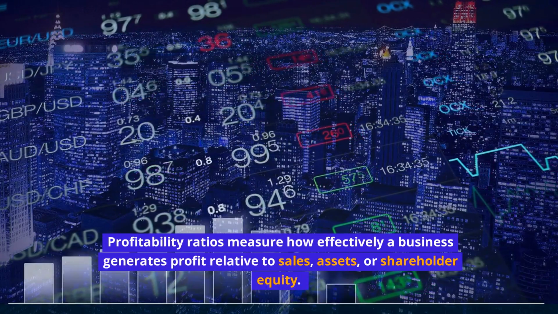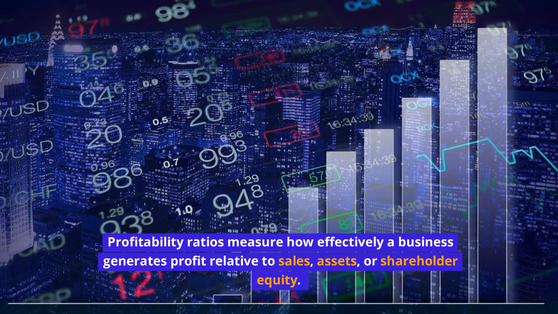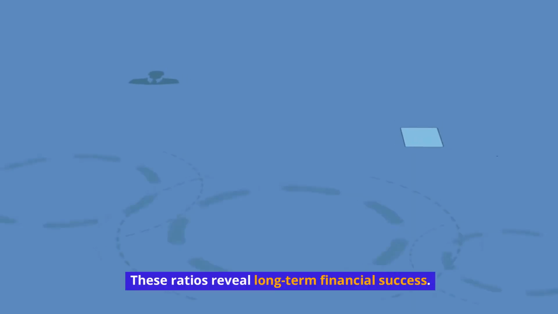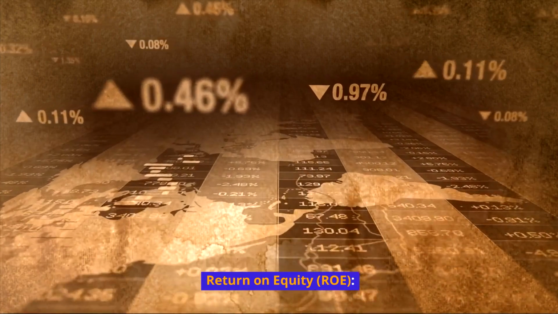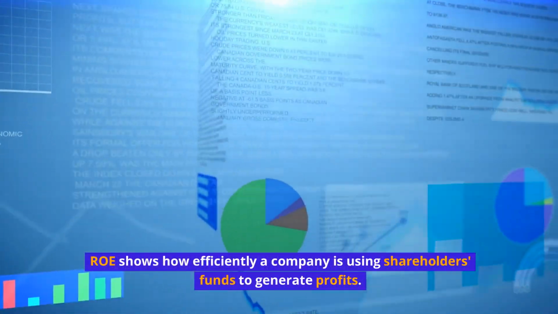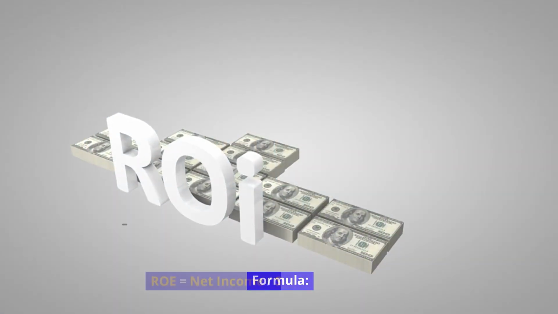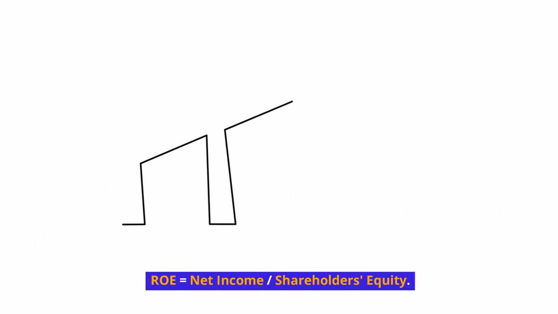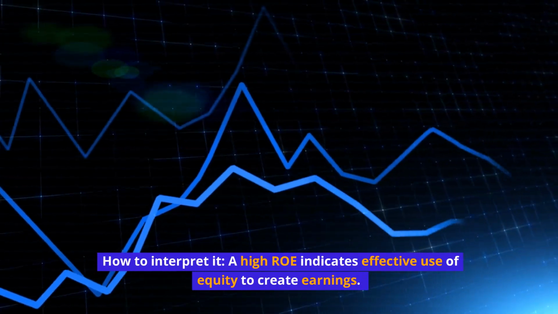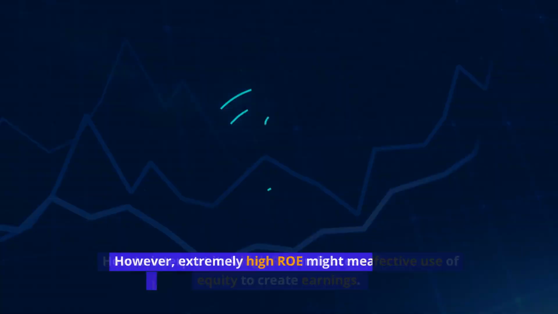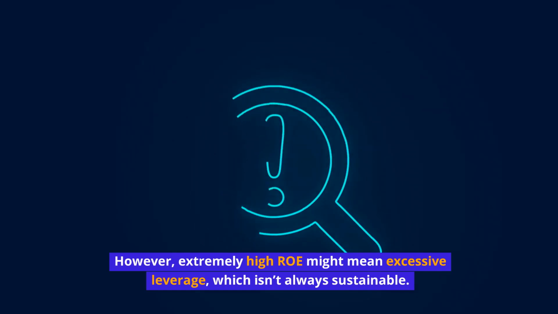Profitability ratios. Profitability ratios measure how effectively a business generates profit relative to sales, assets, or shareholder equity. These ratios reveal long-term financial success. Return on equity, ROE. ROE shows how efficiently a company is using shareholders' funds to generate profits. Formula: ROE equals net income divided by shareholders' equity. How to interpret it: a high ROE indicates effective use of equity to create earnings. However, extremely high ROE might mean excessive leverage, which isn't always sustainable.